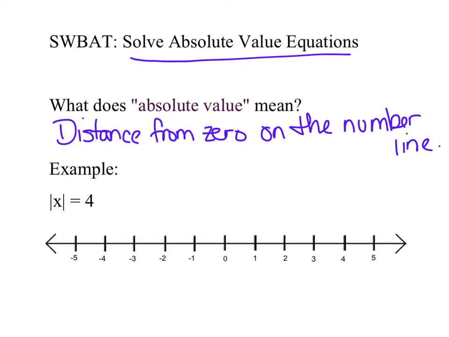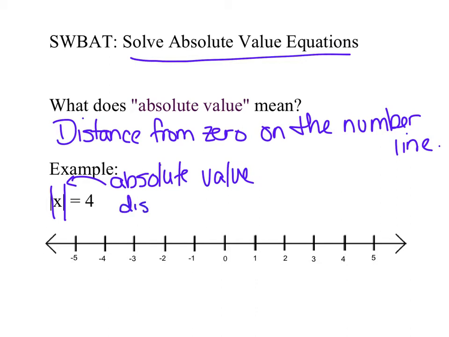Alrighty. So for example, these two lines right here, this means absolute value. This is the symbol for absolute value. All right, so the absolute value of x is equal to 4. So what that says is the distance from 0 is 4, of x is 4.